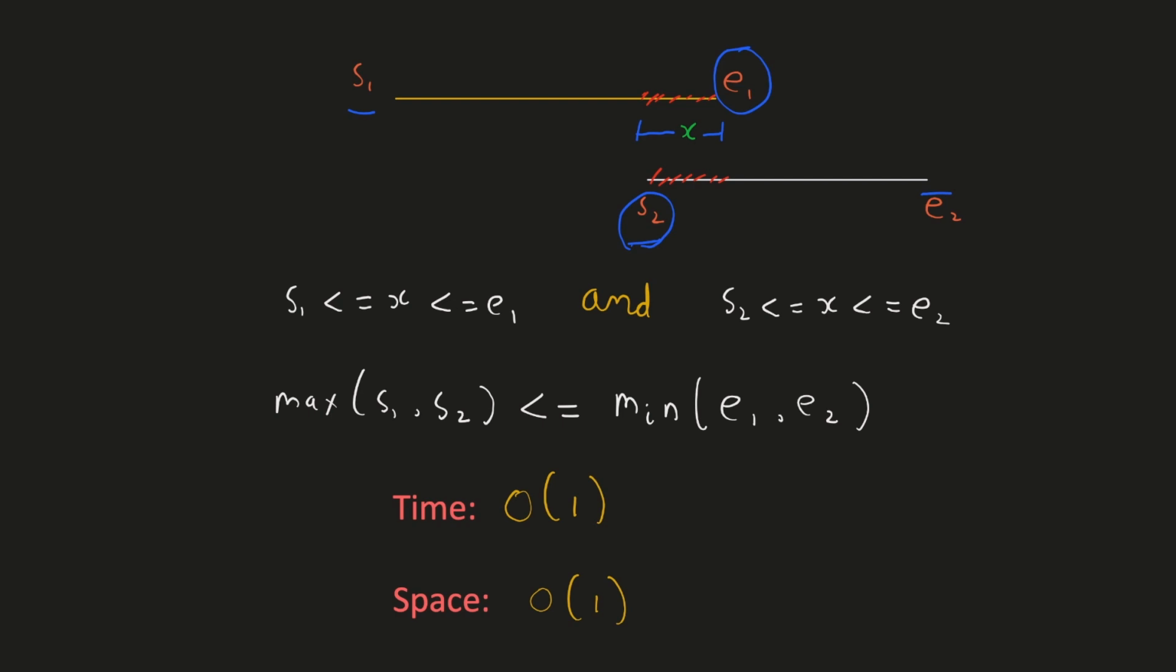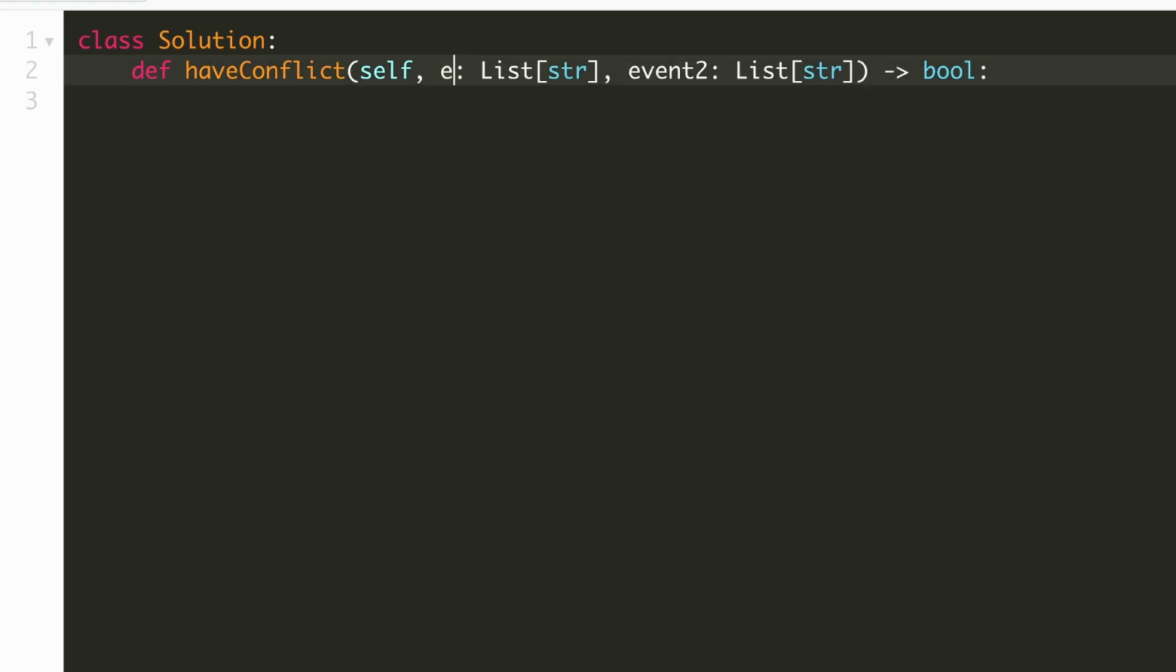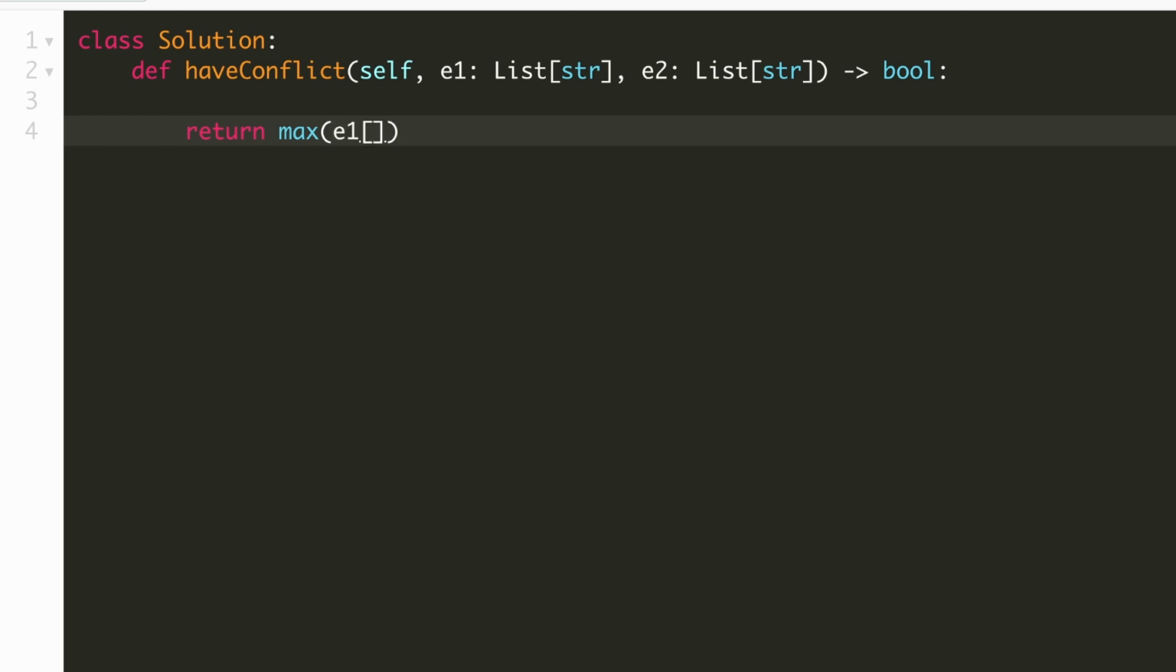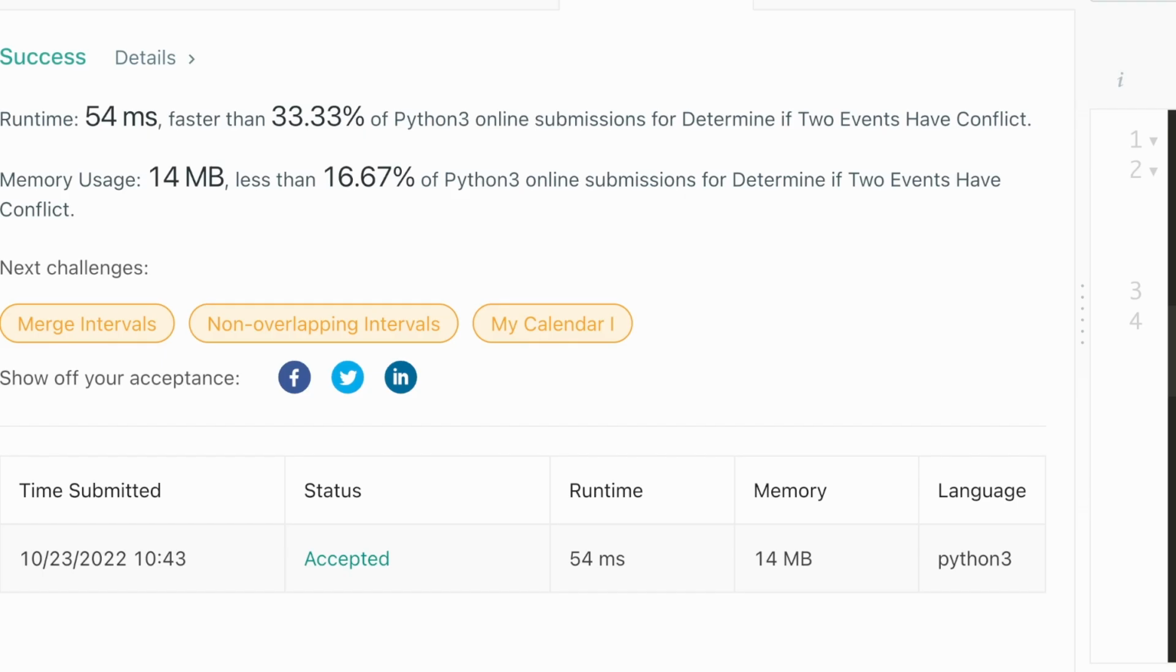Let's implement our solution. Let's rename these variables to E1 and E2. We have to check if the maximum of the start times is less than equal to minimum of the end time. We could directly return this result. Let's submit our solution. As you can see, our solution is accepted.